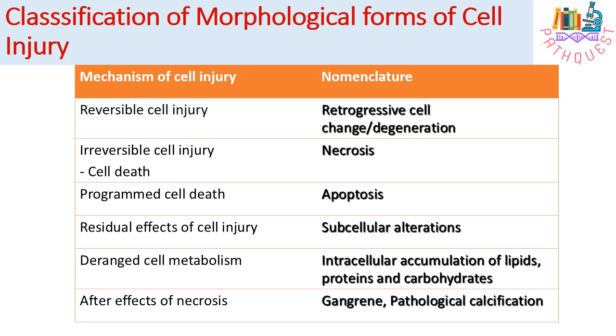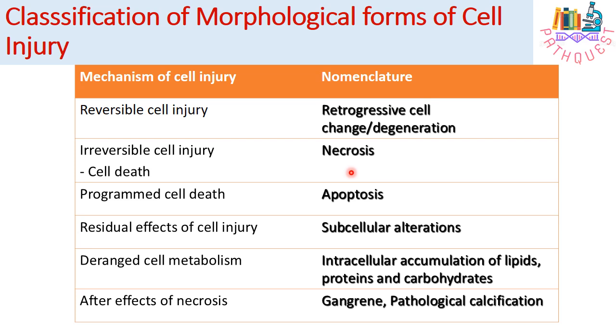So let's begin. The classification of morphological forms of cell injury includes various types or mechanisms of cell injury, and this is the table which is showing different nomenclatures which are used for different mechanisms or types of cell injury. Let's see these one by one. For reversible cell injury, the nomenclature used is retrogressive cell change or cellular degeneration. For irreversible cell injury or cell death, the nomenclature used is necrosis.